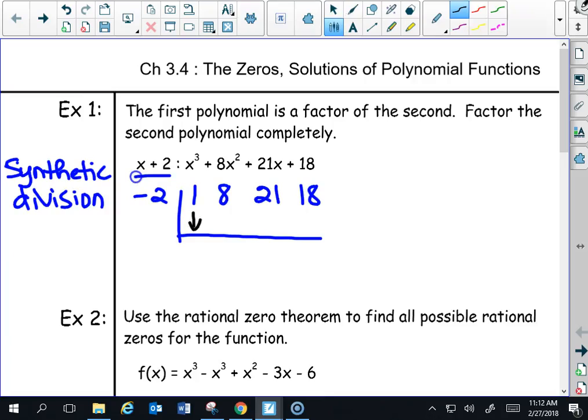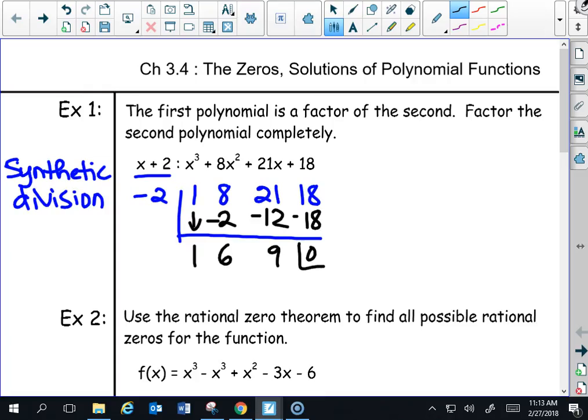And the way we do synthetic division, the first thing we do is just pull down our first coefficient. And then we multiply -2 times 1. And then we combine positive 8 with -2, get a 6. And -2 times 6 is -12. -12 plus 21, it looks like it's a positive 9. -2 times 9 is -18. And when we combine the positive 18 and -18, we get a 0, which means definitely x plus 2 is a factor of the polynomial.